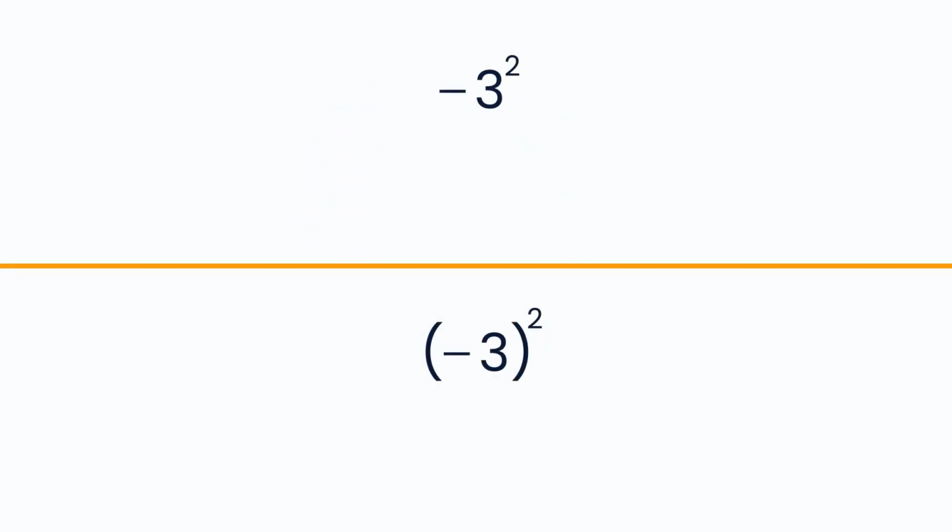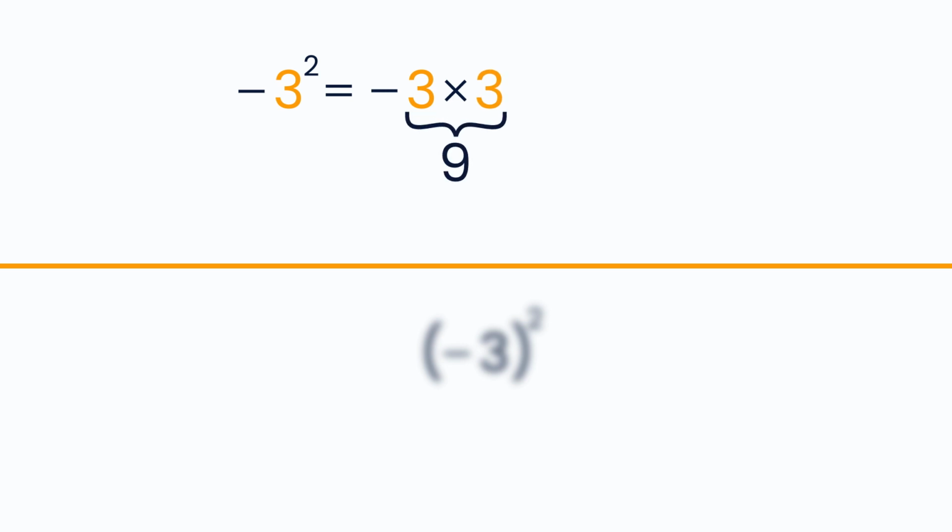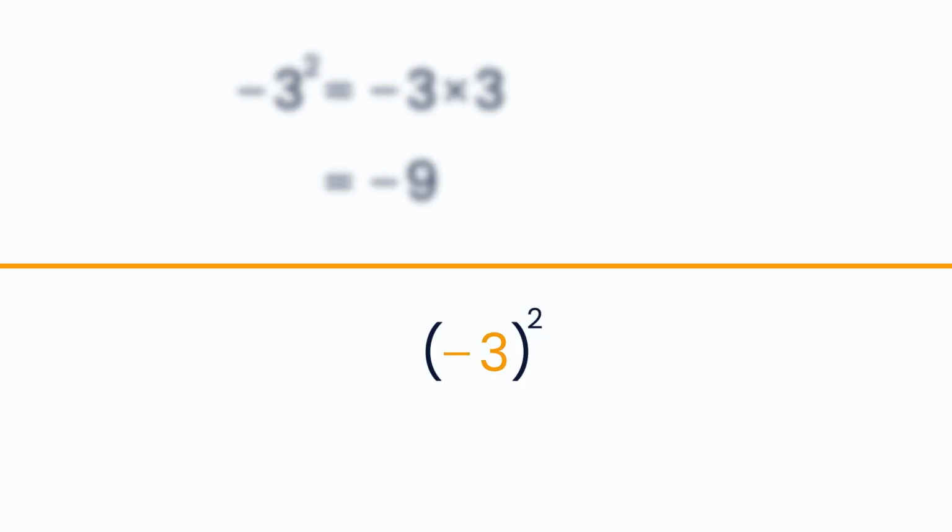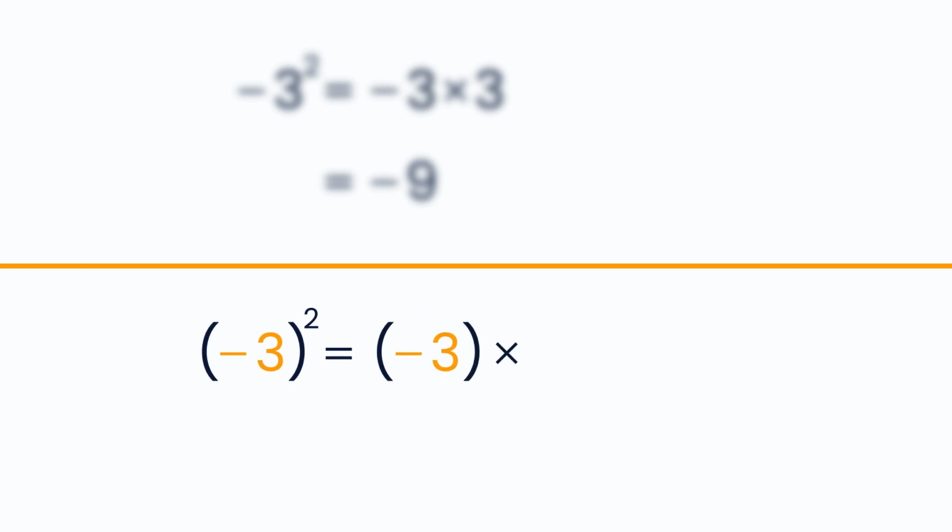Here you see two expressions which initially look quite similar. You have -3² and (-3)². In the first case, you have the number 3 squared with a minus sign in front. 3 squared equals 3 times 3, which is 9. So in total, you have -9. In the second case, you have the number (-3)². This is the same as -3 times -3, which is 9.